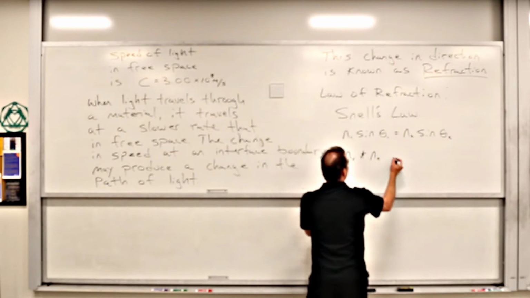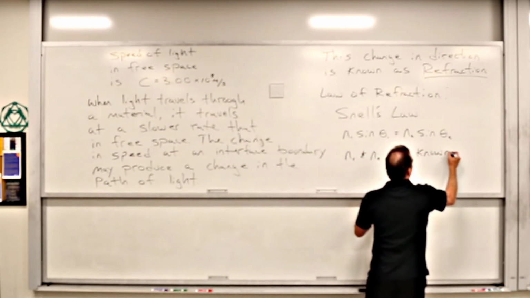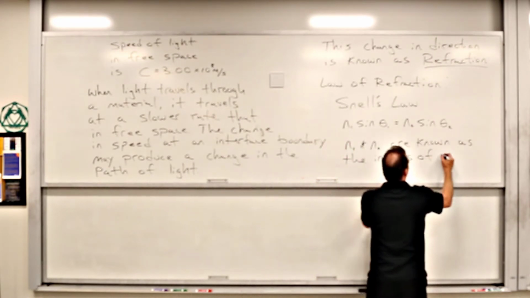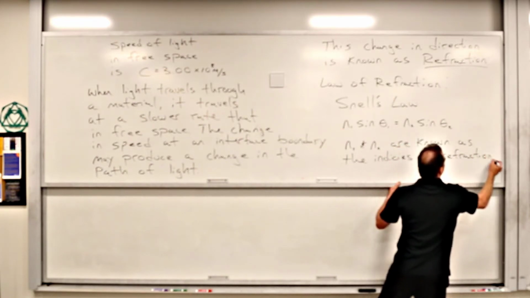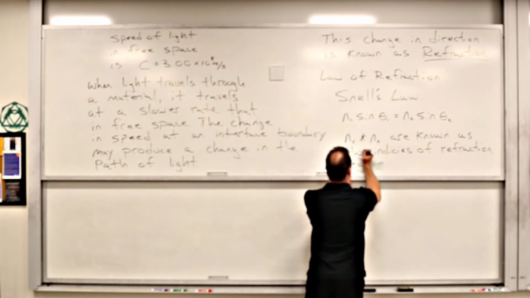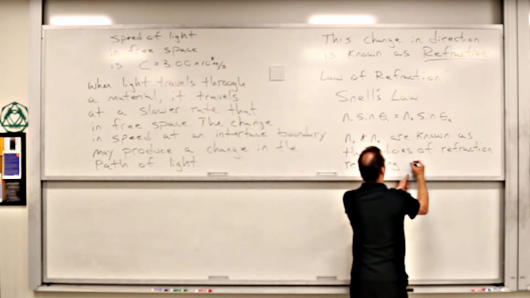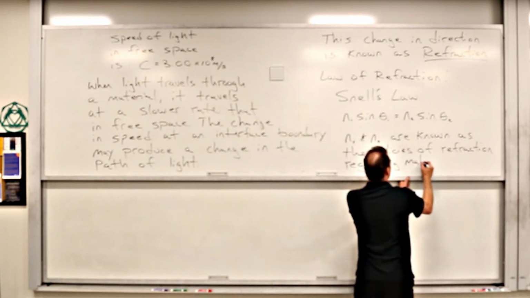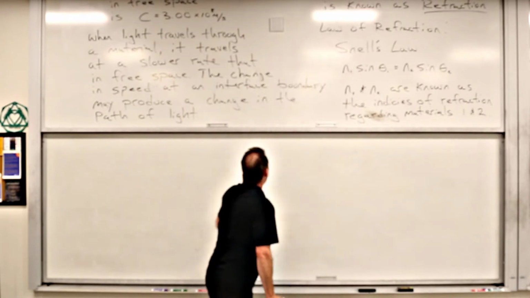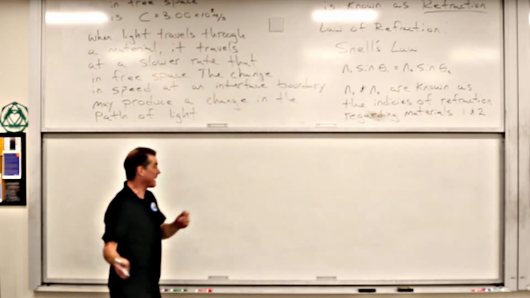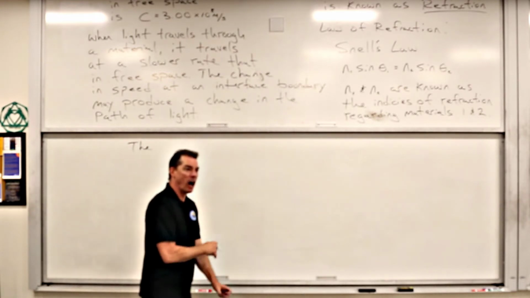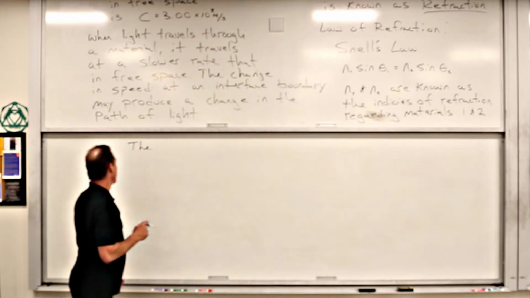n1 and n2 are known as indices of refraction regarding material 1 and material 2. So first off, let's focus ourselves on this index of refraction. The index of refraction of a material is defined as the ratio of the speed of light in a vacuum to the speed of light in that given material.